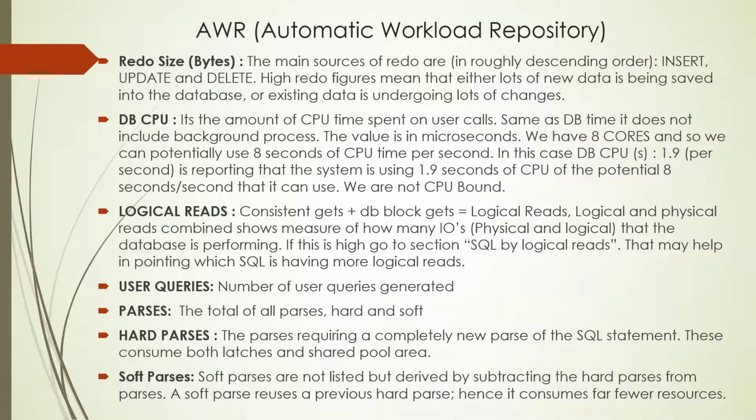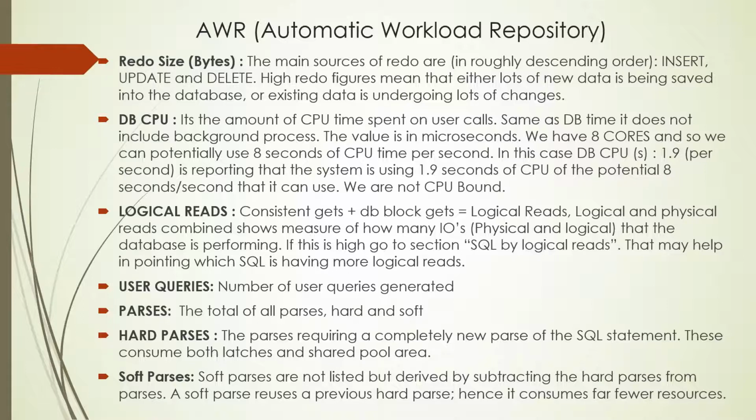Okay, so the total values are in microseconds. In our case, we have 8 cores, so we can potentially use 8 seconds of CPU time per second. We already know how it works, right? For one wall clock second, depending on how many cores you have, you can use that many CPU seconds. So DB CPU's rate is 1.9 per second. So the system is using 1.9 seconds of CPU out of the potential 8 seconds per second. It can go up to 8 seconds per second, but it is now using 1.9. Okay, so it is not a CPU bound process.